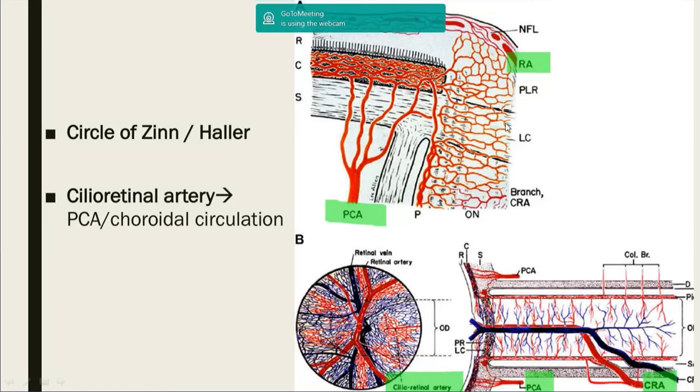Like I said, the central retinal artery courses through the optic nerve. It goes from the center of the optic nerve and supplies the layers of the retina. You can see here that the central retinal artery lies in the superficial layers of the retina, or rather the inner layers of the retina.